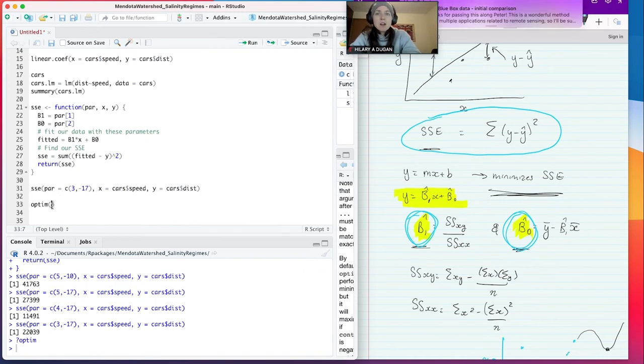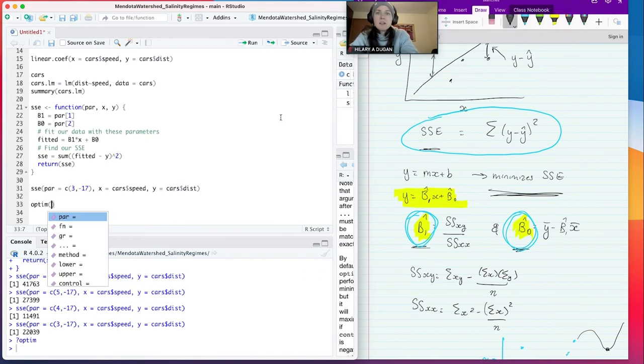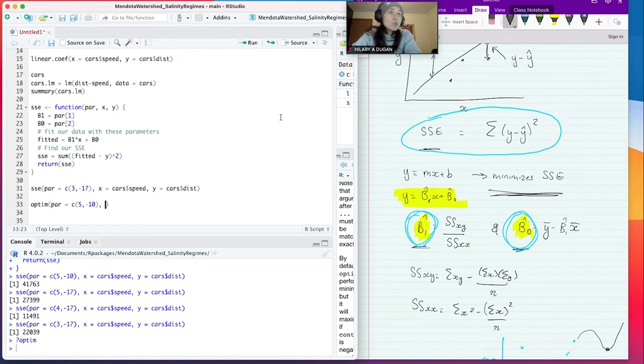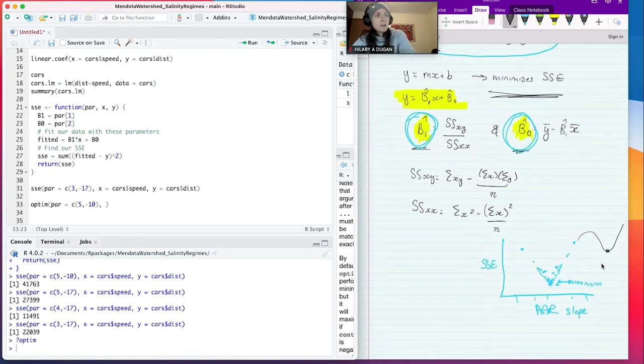So let's give this a shot. We're going to say that our starting parameters are going to be, let's say, 5 and negative 10. And usually when you're doing optimization, you want to pick values that are realistic. If it's linear, the way we're doing it, it should optimize to the same values. But this is a situation where, if you had a nonlinear relationship, you could get stuck in other local minima. Then we need to give it our function to minimize. So we're going to say function is SSE, x equals cars speed, and y equals cars dist.